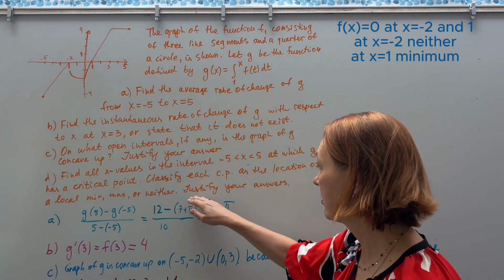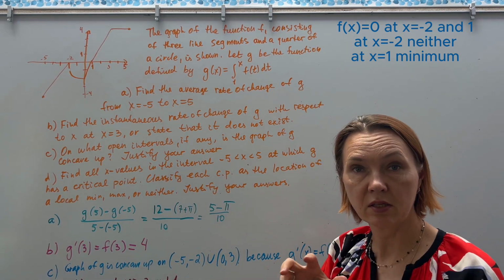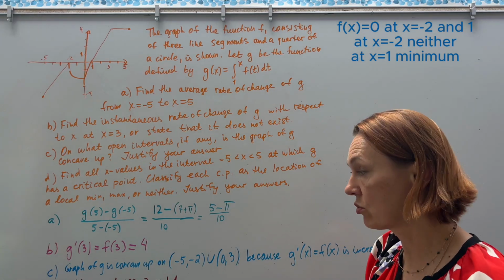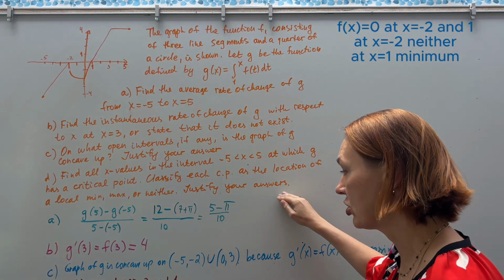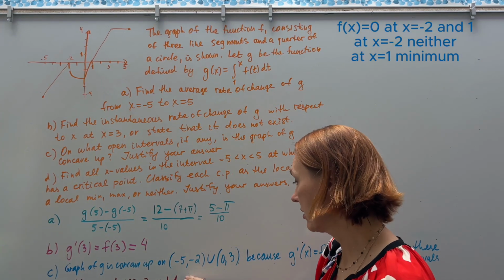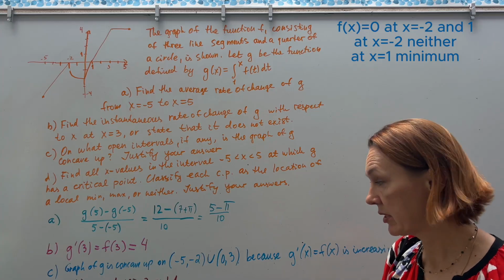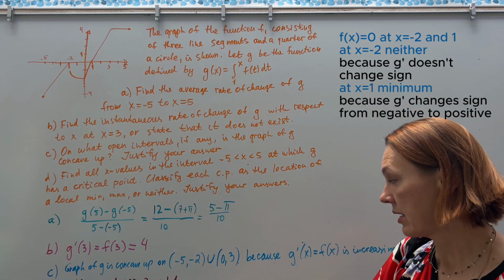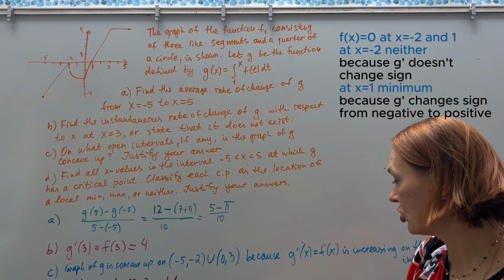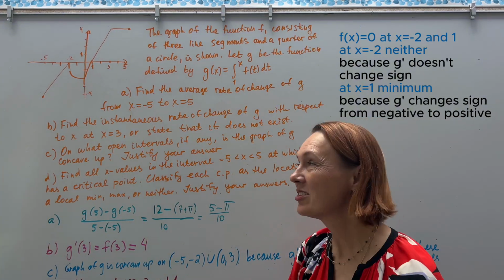On the AP test, when the question says justify your answers, that means that a portion of your score is going to be towards that justification. So saying at x equals negative 2, there is neither, and at x equals 1, there is a local minimum, is not going to be enough. You will get partial credit, but not all the credit. You actually have to write out why: because g prime changes sign from negative to positive, because g prime does not change sign. So this is question number 3.